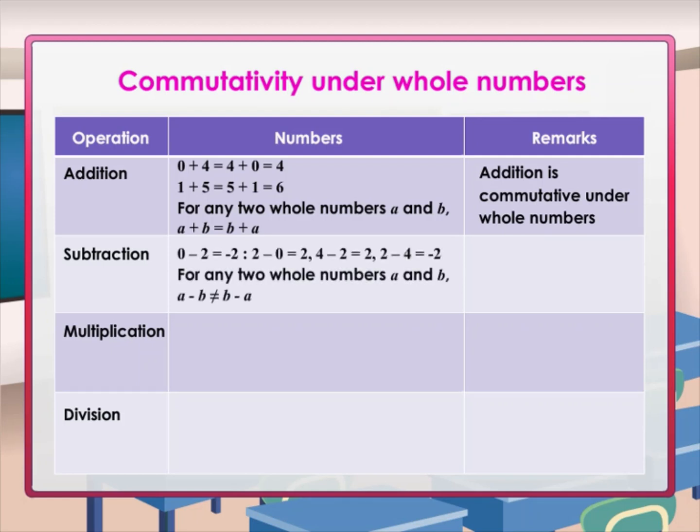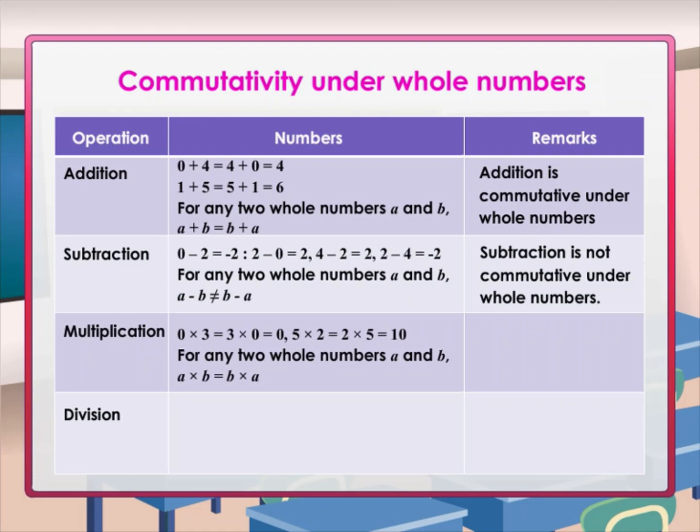Next, let us check the subtraction with whole numbers. 0 minus 2 is equal to minus 2. But 2 minus 0 is equal to 2. 4 minus 2 is equal to 2. If we subtract 4 from 2, that is 2 minus 4 is equal to minus 2. For any two whole numbers a and b, a minus b is not equal to b minus a. Subtraction is not commutative under whole numbers.